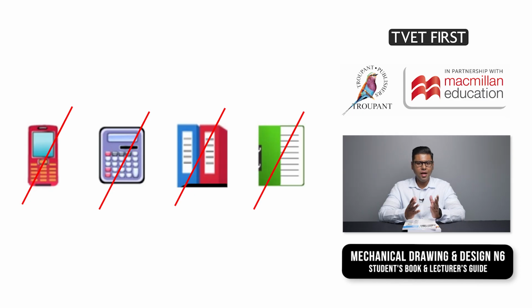What can we expect in the exams? The Mechanical Drawing and Design N6 exam will be a 3-hour paper counting 100 marks. It is a closed book exam. Scientific calculators are allowed, but no cell phones, programmable calculators, reference works, or any previous exam papers or their memorandums will be allowed in the exam venue.